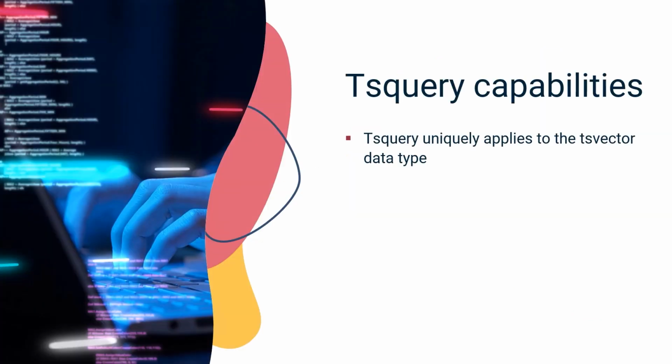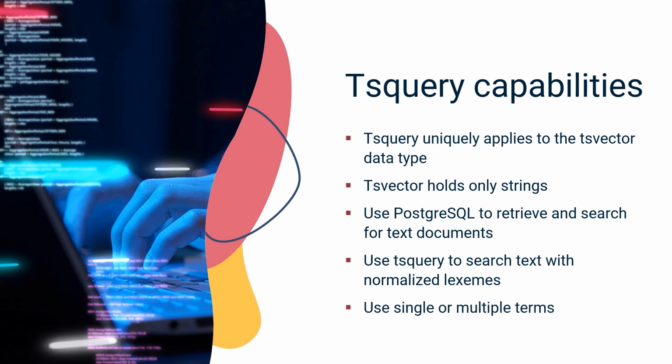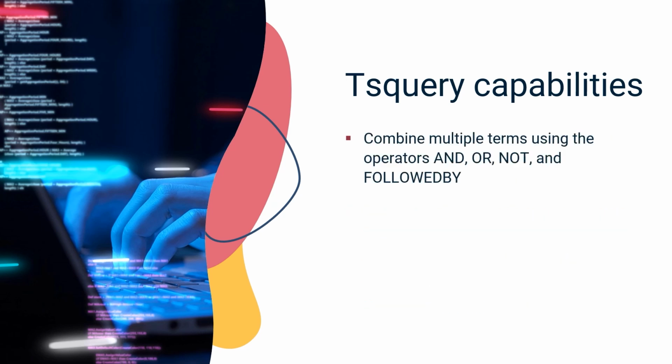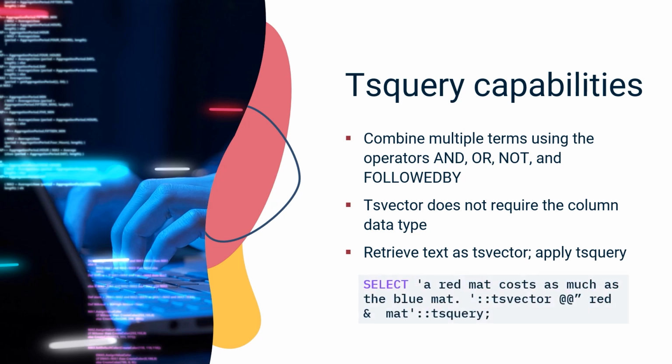TS query is specific to the TS vector data type. This data type can only hold strings, and a string can be a huge natural text document. You can retrieve one or more texts in PostgreSQL RDBMS as a document and search through the same document. TS query contains search text that consists of normalized lexemes, and you can use single or multiple terms. You can combine terms using operators such as and, or, not, and followed by. You don't even have to specify the data type of a column as TS vector. You can search through a text in any string by retrieving it as a TS vector and using a TS query on this string. Let's understand this better with an example.